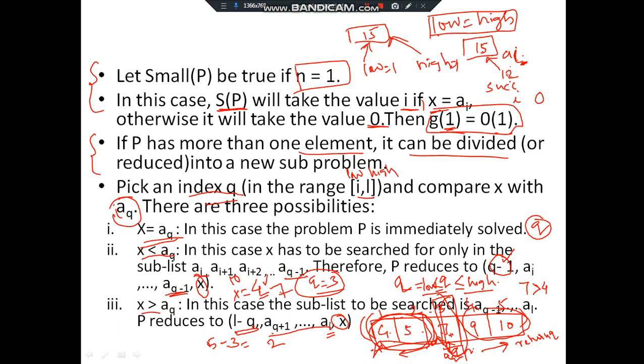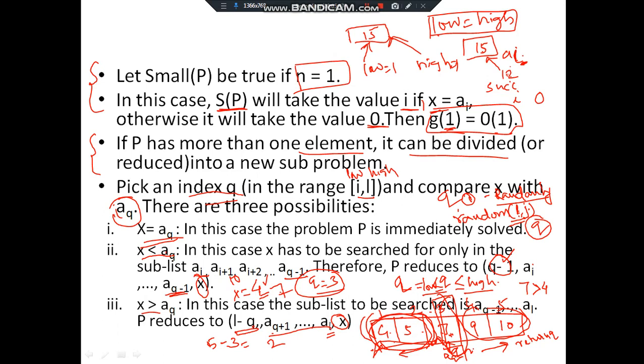But now the next problem is how to choose q. One thing is you can choose this q randomly. You can apply the random technique. There is a function RANDOM, random from low to high, which will take any q in between i and j, and then based on that you can update your problem.